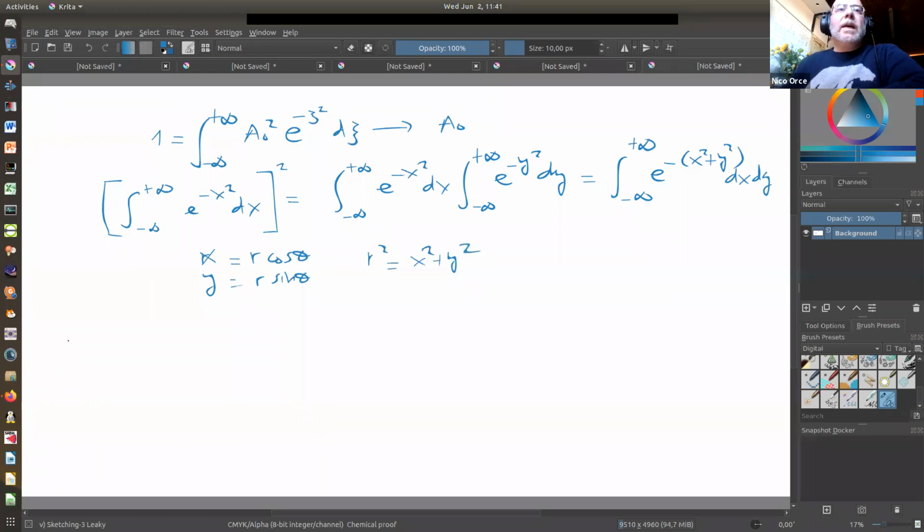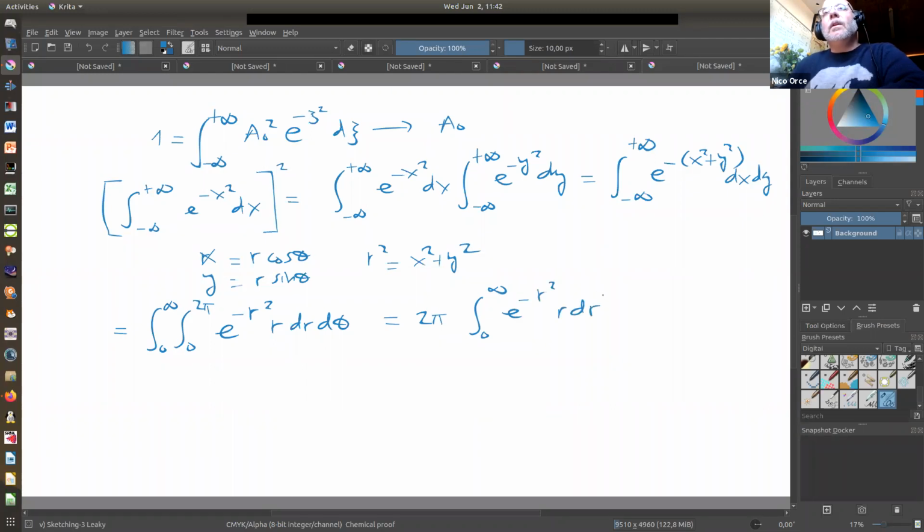So this integral becomes the integral from 0 to infinity and from 0 to 2 pi of e to the minus r squared r dr d theta. Basically, we are changing to polar coordinates, and now this is clearly 2 pi times the integral between 0 and infinity of e to the minus r squared r dr. So easy enough.